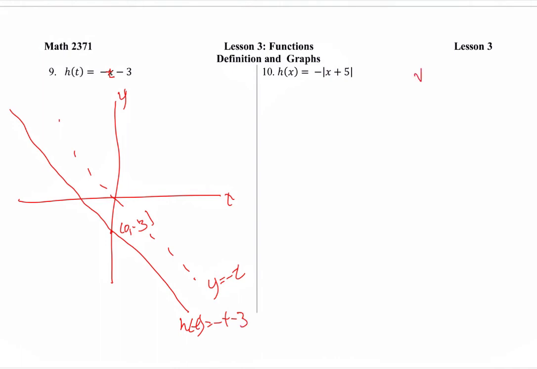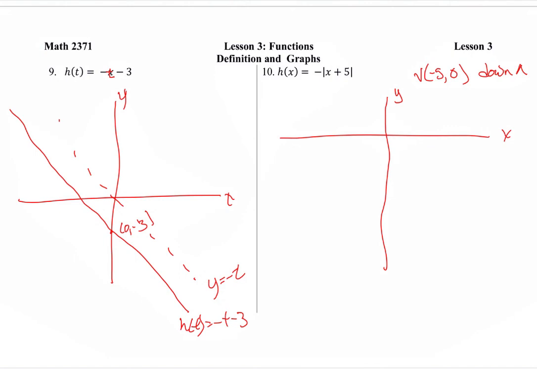Here, my vertex is negative 5, 0. It opens down, and it's a V. So here is x, here is y, and I go to negative 5, and it's a V that opens down. So here's h, and here's negative 5, 0.